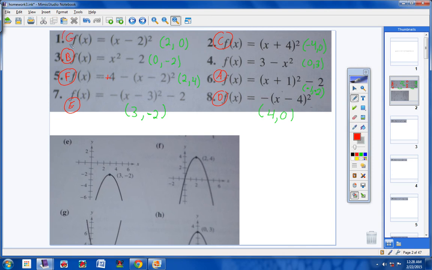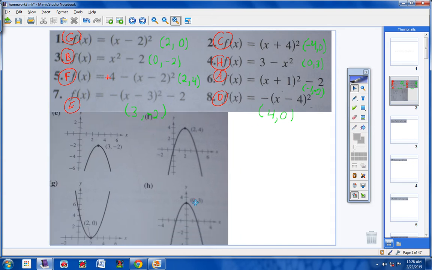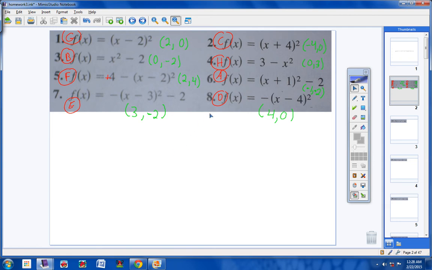Alright. And so the last one here obviously has to be H. And we'll check and make sure that it has a vertex of (0, 3), and it does right there. So moving on, guys, we're just matching up graphs with their equations, not too difficult. The main thing there was simply to find the vertex and match up the vertex of the equation with the vertex of the given graph, alright?